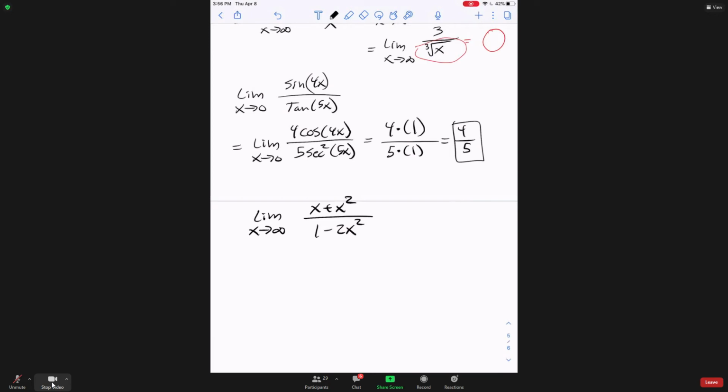So if you quote unquote plug in infinity, you do get infinity over infinity, or infinity over negative infinity. It's still a combination of infinity over infinity, so L'Hopital's rule does apply. When you do that, you take the derivative of the top and bottom, and you get 1 plus 2x over -4x. Then if you try to take the limit as x goes to infinity, you get infinity over negative infinity again, so L'Hopital's rule applies again. There you go. What's 2 over -4?